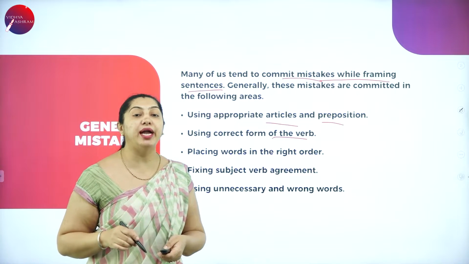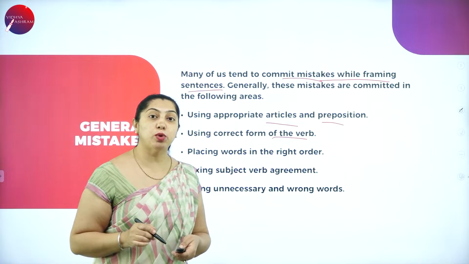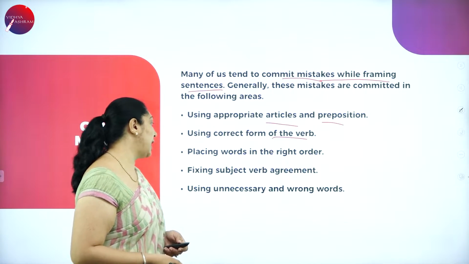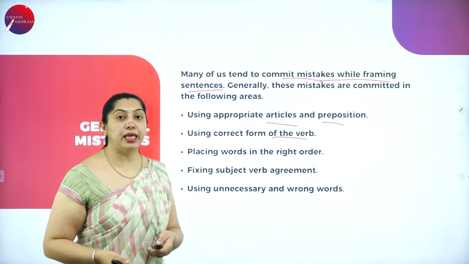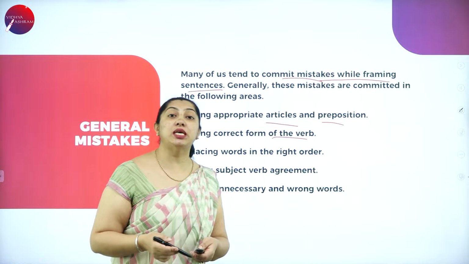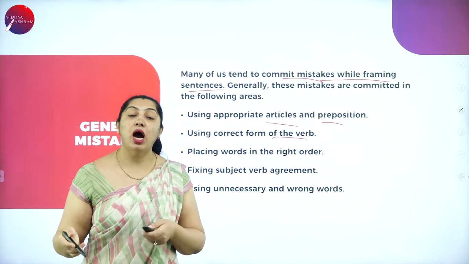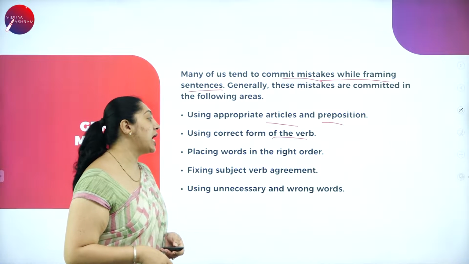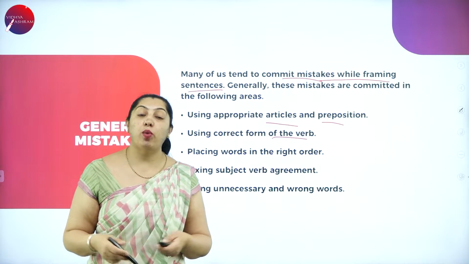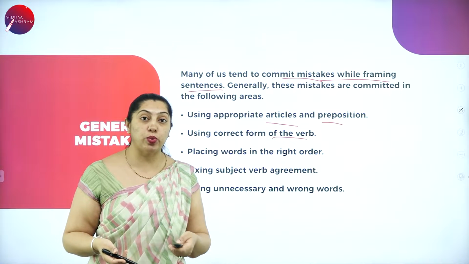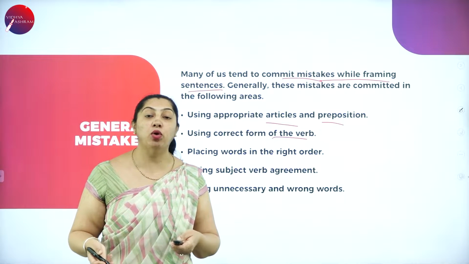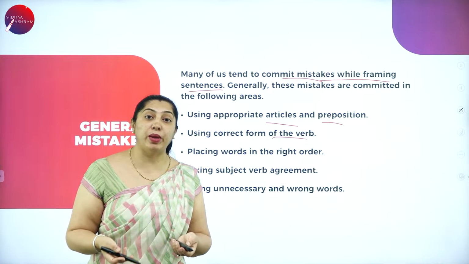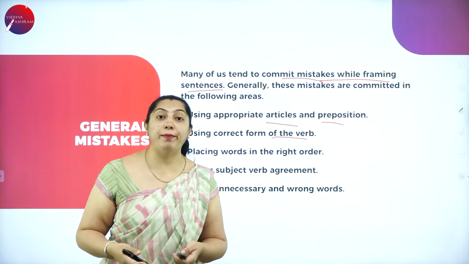Placing words in the right order. As I've already spoken about word order, so placing the right word also we make mistakes. Fixing subject-verb agreement. I have already told about subject. What is subject, what is verb and how does this agree with the subject. And using unnecessary and wrong words. Where it is not necessary, we use those words and the sentence completely goes wrong. These are the few things where we make mistakes while framing the sentences. Let's see one by one.